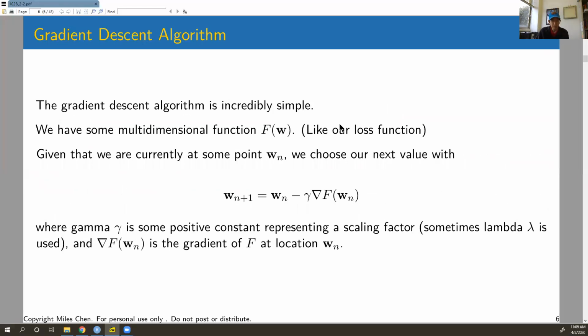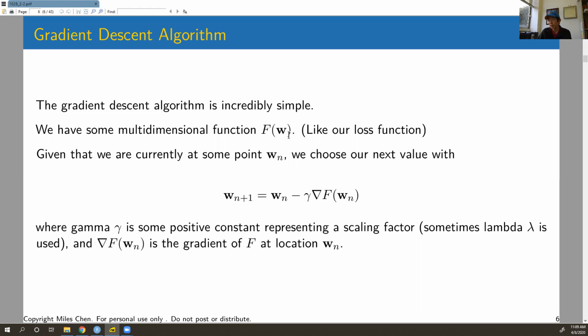So this is what the gradient descent algorithm looks like mathematically. It's very simple. It is only one line. This line right here, this is what the gradient descent algorithm looks like. You have some multidimensional function f, okay? f takes in a vector w, and it returns a scalar value.